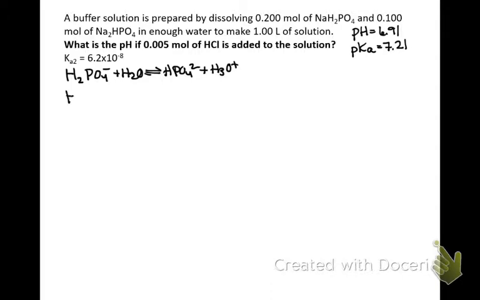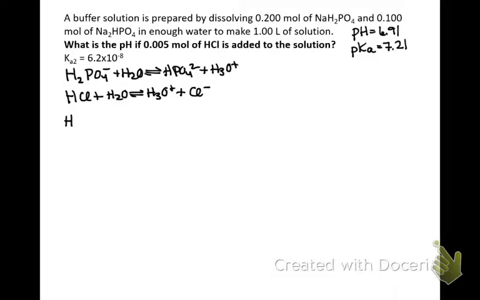One thing to think about here is that when we add HCl into our solution, that HCl is a strong acid. So it's going to dissociate completely to form H3O plus and Cl minus. The Cl minus doesn't affect the pH of the solution, but the H3O plus will, because, as we said, it can react with HPO4 2 minus. So let's look at that reaction.